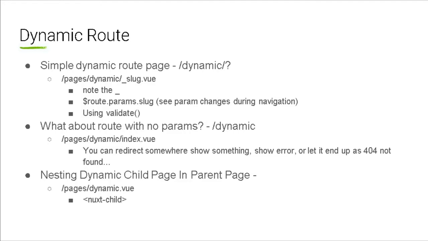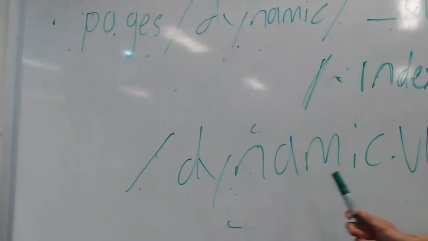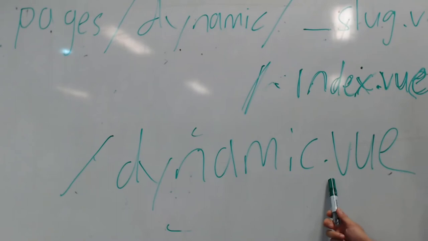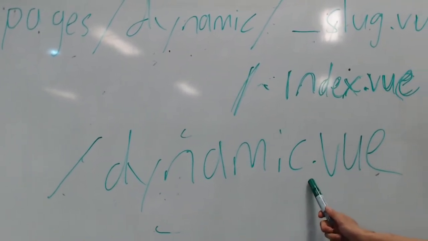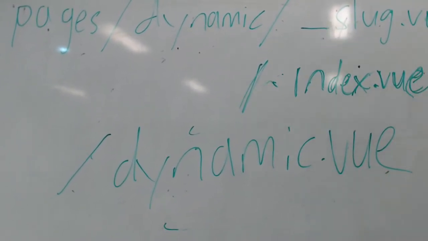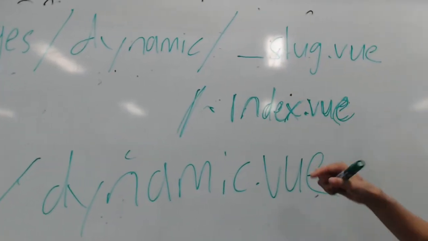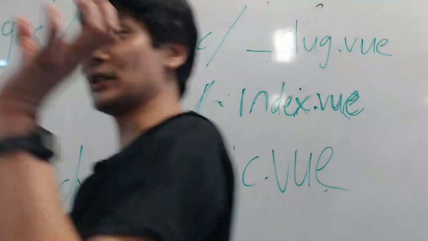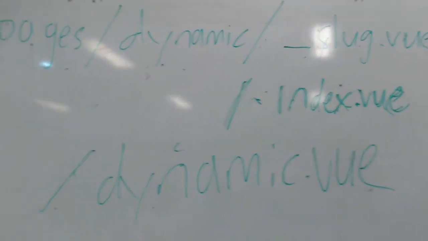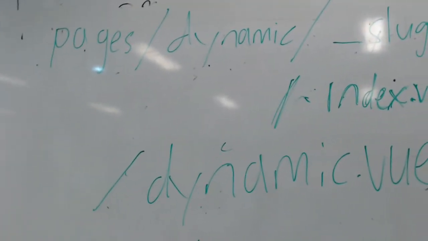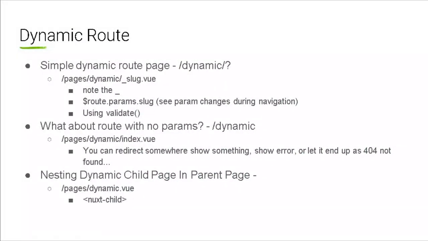So you have two dynamic here. What's the use of this extra dynamic dot view? Actually, if you want to have a parent page for all your dynamic routes, like a property page where you have something on the left which is common to everything inside there, you can put this thing called dynamic view, which matches the folder name. Okay, that is the parent.